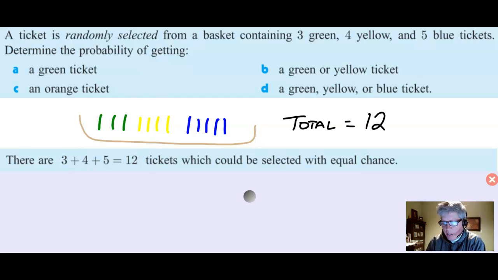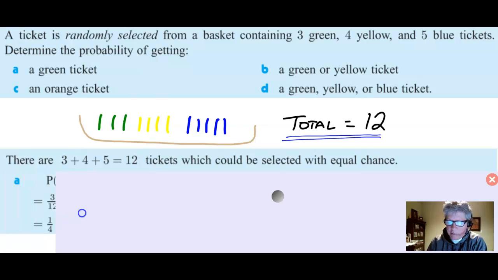But here, we've got 3 green, 4 yellow, 5 blue. Once again, it's good to know the total. So we have to do a little addition, 3, 4, 5. And maybe we want to know the probability of a green ticket. There are 3 that satisfy that particular characteristic over the total. Yes, I know, it's that easy.